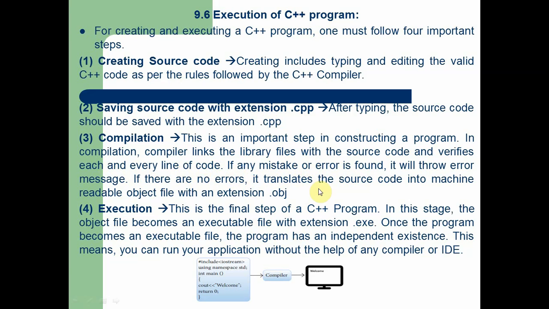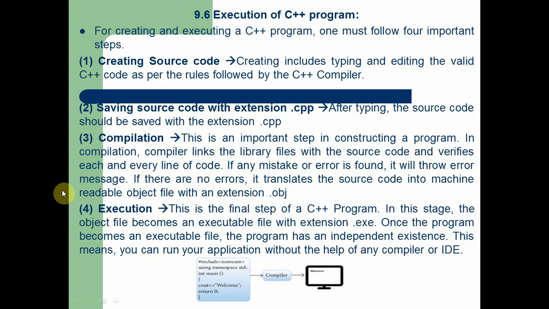If there are no errors, it translates the source code into a machine readable object file. So this .cpp file, that is the source file, is converted into an object file with the extension .obj. So .cpp is the file extension of a source file, .obj is the file extension of an object file, where all the .cpp file's contents are converted into binary language by the compiler.